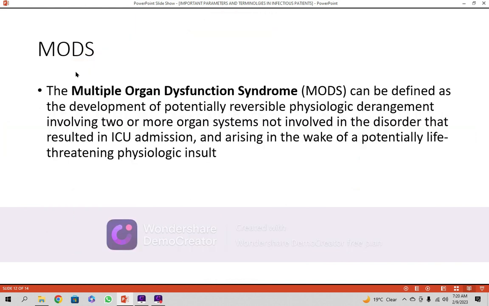Another terminology we use is the multiple organ dysfunction syndrome. If septicemia is going on in a patient, this can be defined as the development of a potentially reversible physiological derangement involving two or more systems not involved in the original disorder. Usually they are not prone to develop.